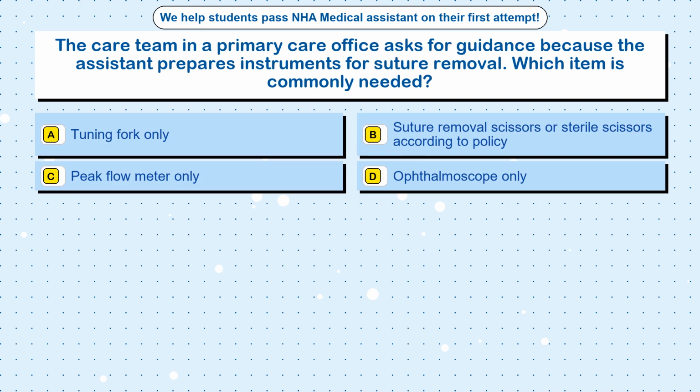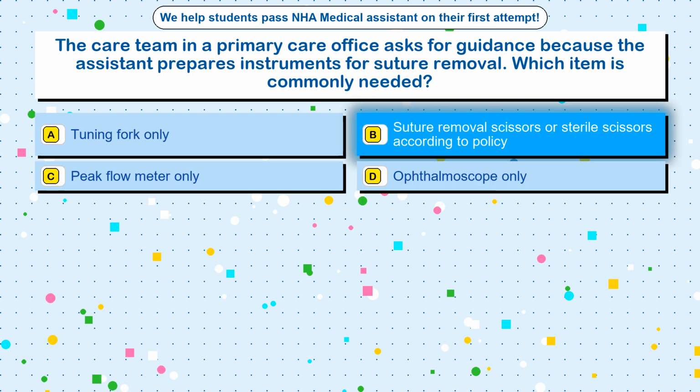Question 41. The care team in a primary care office asks for guidance because the assistant prepares instruments for suture removal. Which item is commonly needed? Option A. Tuning fork only. Option B. Suture removal scissors or sterile scissors according to policy. Option C. Peak flow meter only. Option D. Ophthalmoscope only. The correct answer is option B.